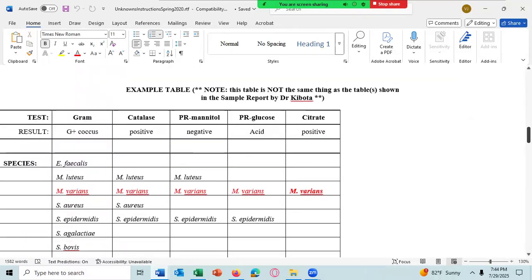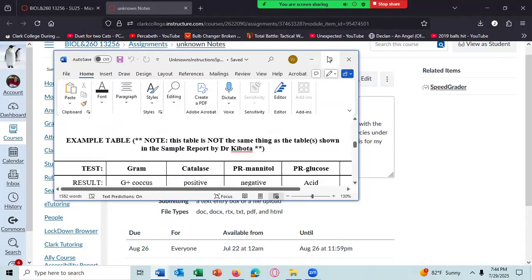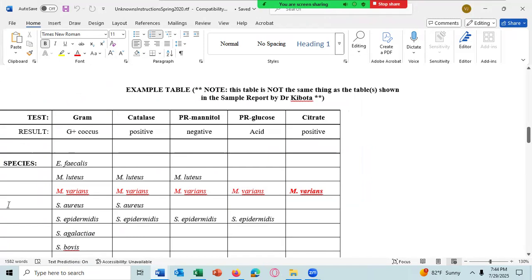In your report, you should have a table or a figure identifying how you obtained your species. I think this is a different version of Word here. It's throwing everything off to the side. Anyways, this is an example where the student had all the species and they split it down to the gram-positive, so they're not showing all the species, but they have all the gram-positive.